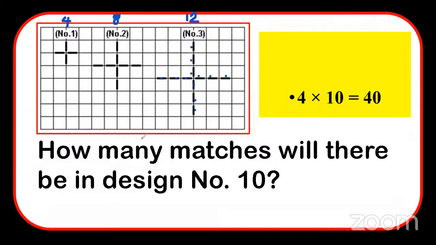So here we can say our rule is, as Camille said, n, where n represents the design number, multiplied by 4, and that will give us the total matches in whatever design number is asked of. So what if I asked you to tell me how many matchsticks will be there in design number 15? What would you do and what would your answer be?